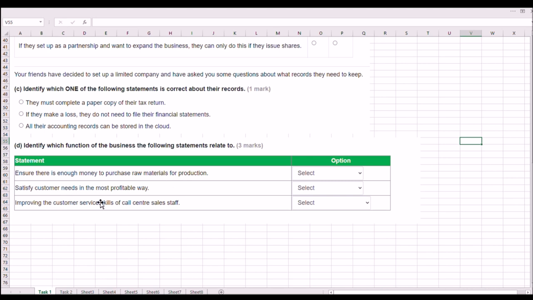Safely satisfy customers' needs. So this is customer needs here. That's what the sales department do. They sell and they consider the profit. And then training, whenever you see training, improving customer skills, that kind of training, secure staffing, discipline staffing, keep them all motivated, whatever, that's HR. So that's the end of that question one.